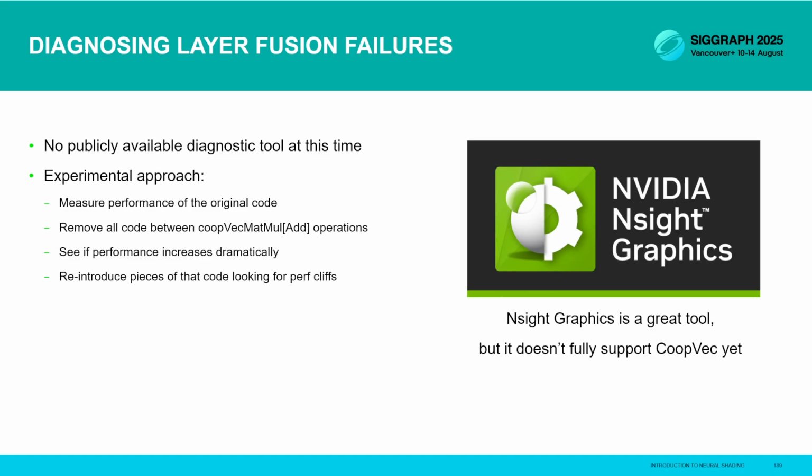First, measure the performance of your code as is. Then remove all code between the coopvec matrix operations, such as activation functions. Ideally, performance should improve, but not too much. If you see something like a 2x speedup, that likely means that layer fusion failed due to some of the disabled operations. So, reintroduce these operations one by one and see which one is responsible for the perf cliff. Of course, the output of the neural network with these modifications will be incorrect.